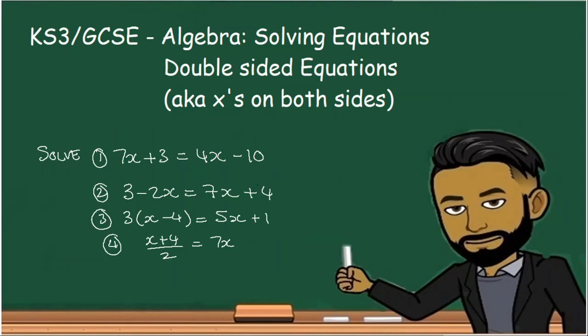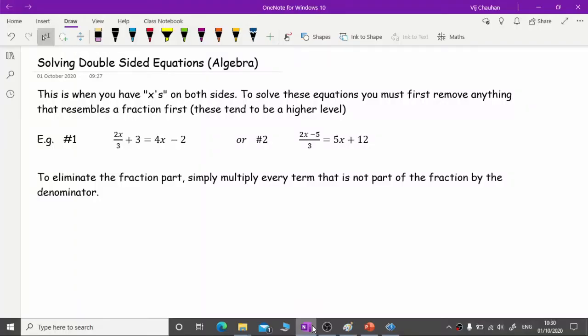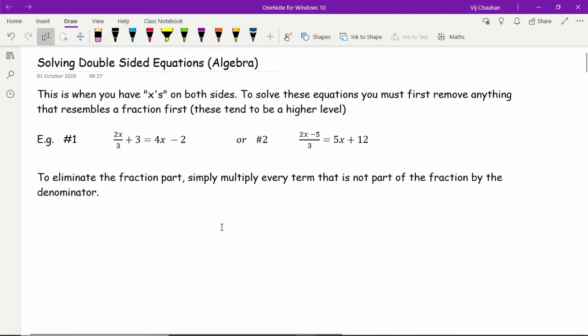So in this video we'll be going through how to solve equations where you've got x's on both sides, or double-sided equations. So this is when you have x's on both sides.